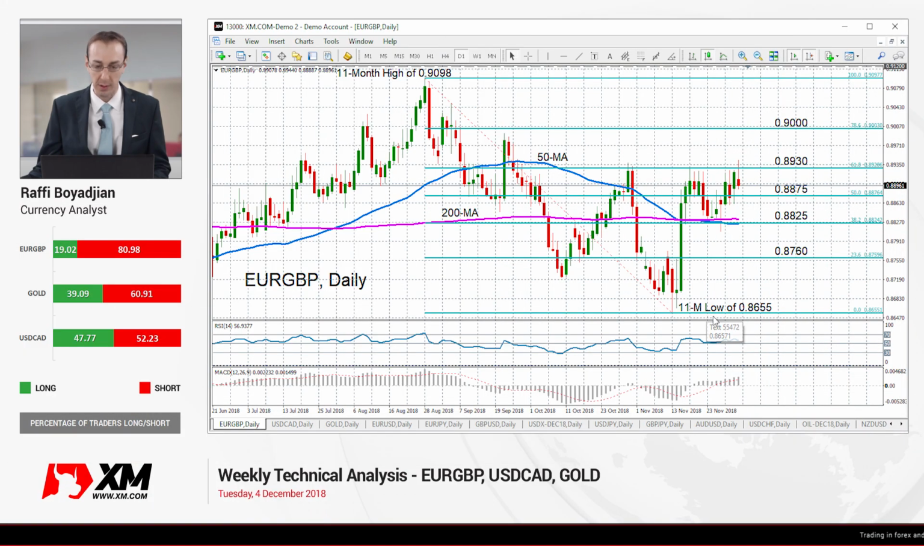The pairs we're going to look at for this week are the Euro Pound, the Dollar CAD, and gold. Starting first with Euro Pound, we can see that the near-term bias for the pair is bullish.